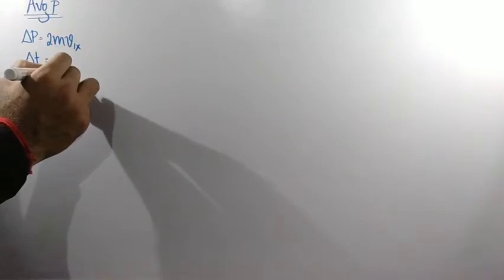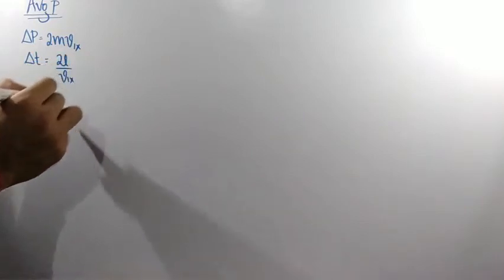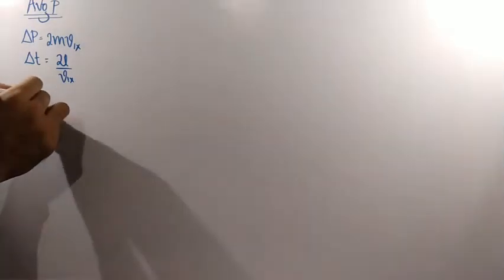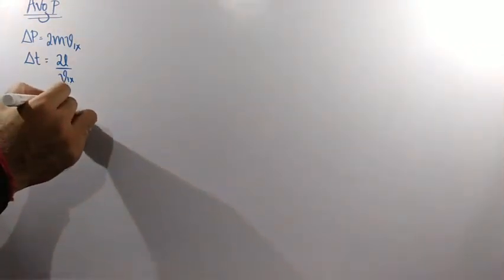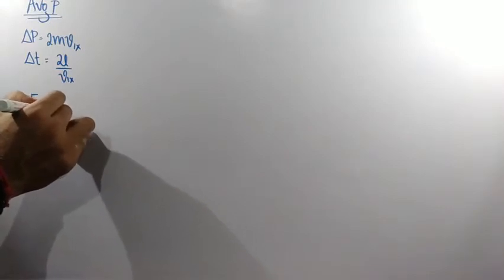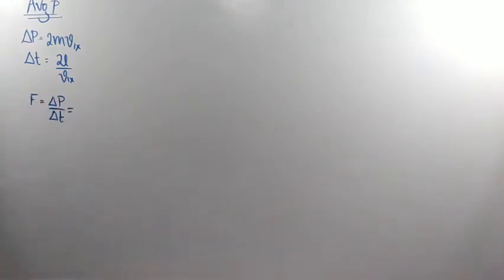Okay. Now, the delta P equation we got is 2 times m v1x, clear, 2 times m v1x. And the delta T value we got is 2L by v1x. Now, delta P divided by delta T, if I cross check, F is nothing but the rate of change of momentum, delta P by delta T. Clear? Now substitute the values.